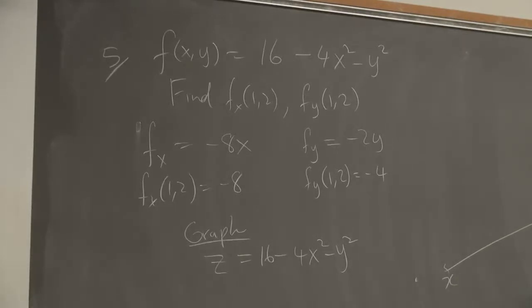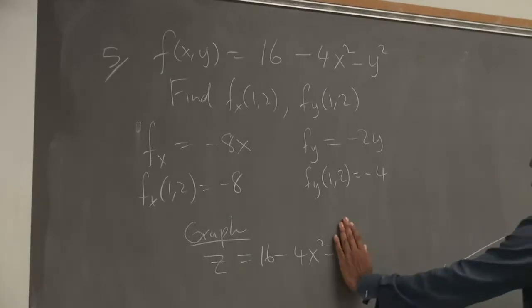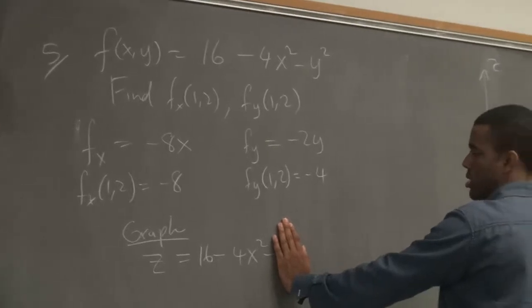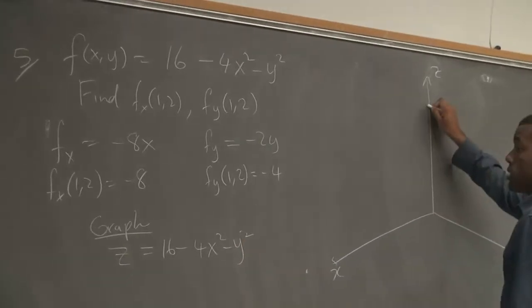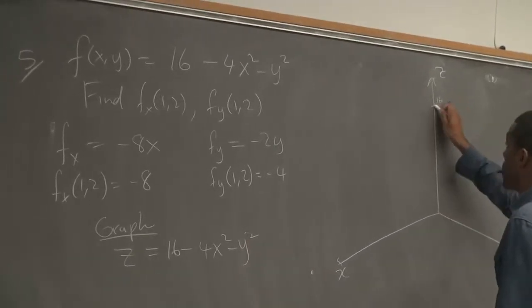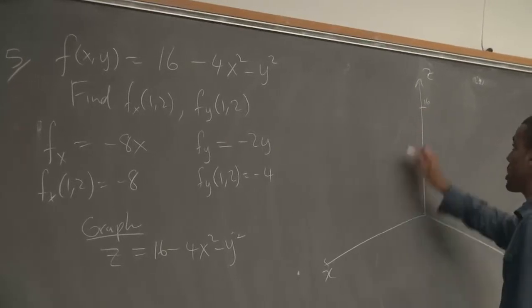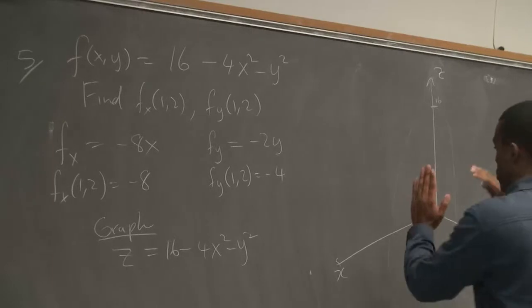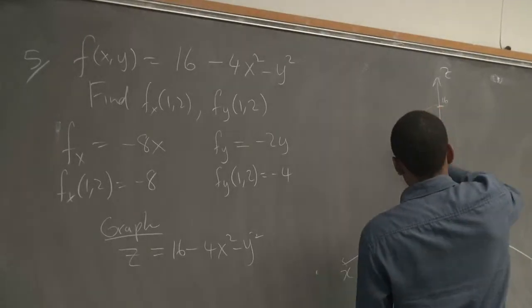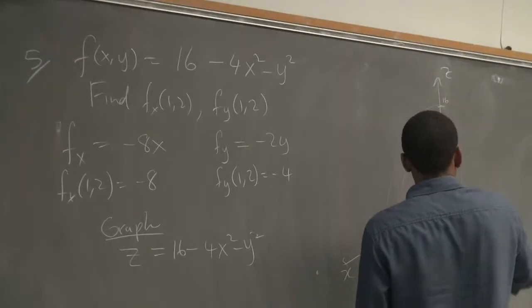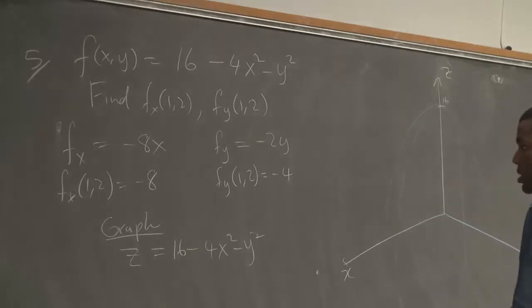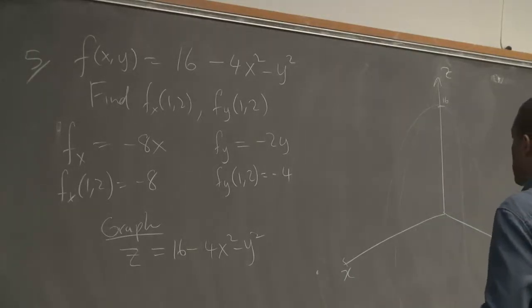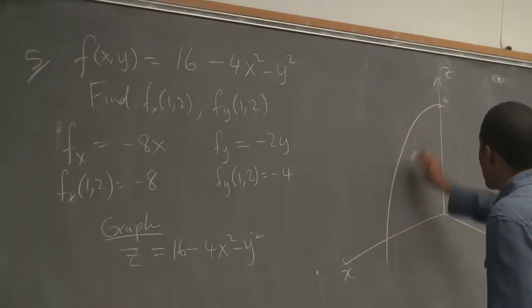If you're looking in the xz plane, this plane over here, you'd draw z equals 16 minus 4x squared. So it goes up to 16, and it comes down like that. That's in this wall. In the other wall, you have 16 minus y squared, like that. So it's sort of elongated, but it's an upside down parabola.